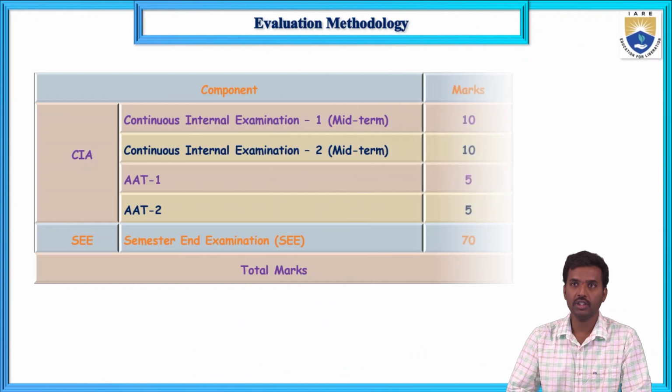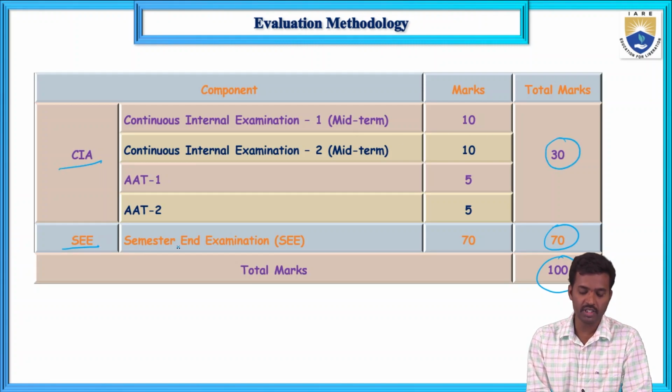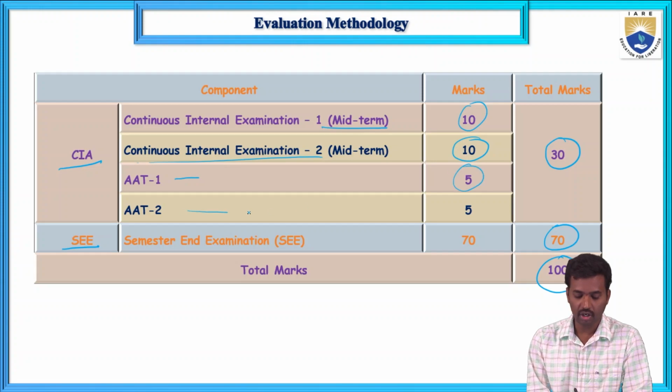Next, evaluation methodology. Here, total 100 marks: 70 marks for SEE and 30 marks for CIA. SEE means semester end examination, and CIA means continuous internal assessment. In this, 10 marks for CIE 1, that is midterm 1, and 10 marks for CIE 2, and AAT, that is tech talk, for 5 marks and concept videos for 5 marks. Total 30 marks for CIA and 70 marks for SEE, total 100 marks.